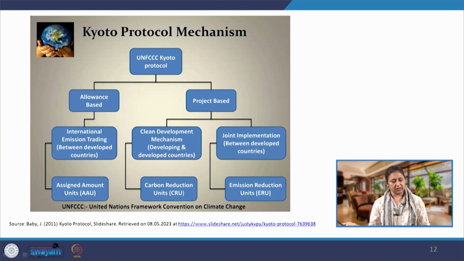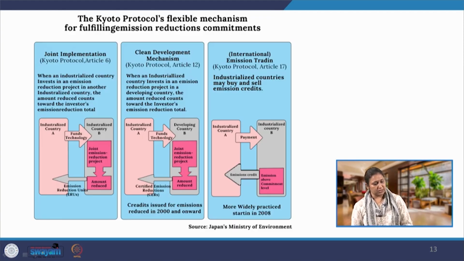The second type is project based, where we have two: one is CDM, the Clean Development Mechanism, and the other is Joint Implementation. Let us go over each one of these. So, international emission trading is what happens when an industrialized country pays to purchase emissions.